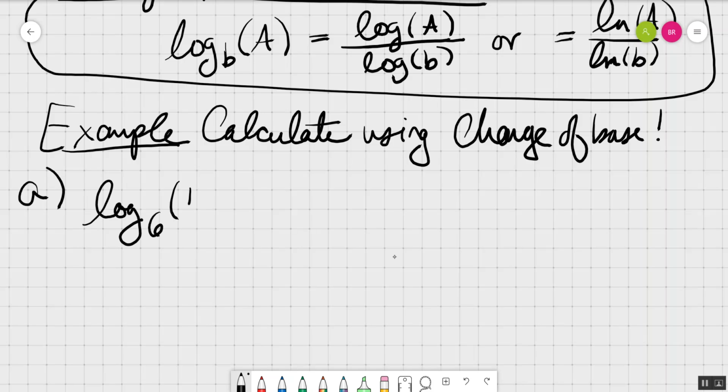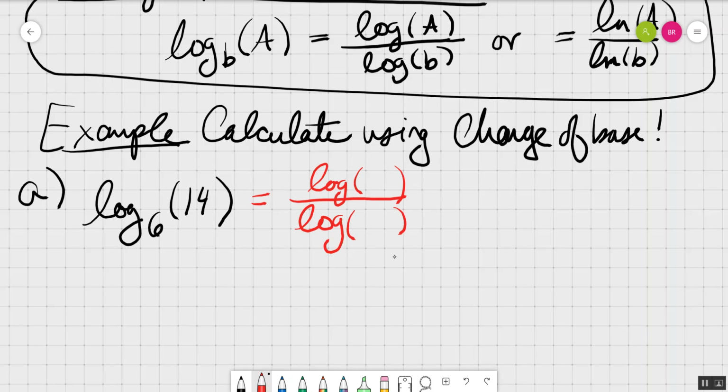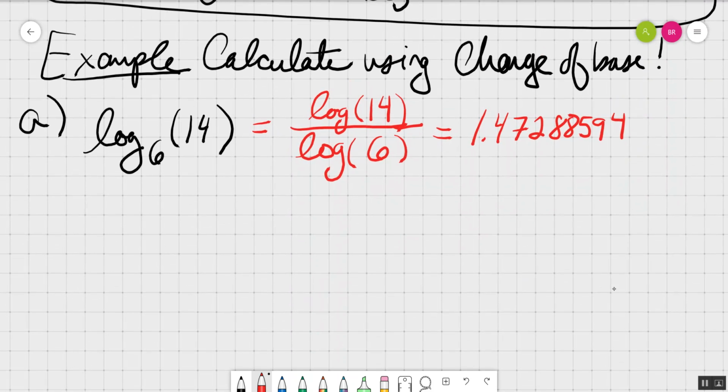So I'm going to do the log base 6 of 14. So according to change of base, I'm going to do log over log, and base goes on the bottom, so the 6 goes down here. And that's how I remember this. Base goes on the bottom. Cool. So now if you pull out your calculator and do log 14 and divide that by the log of 6, you should get 1.472, some 8s, a 5, a 9, and then a 4. I'm writing as many places as my calculator will give me. That way you can be sure that yours is correct.